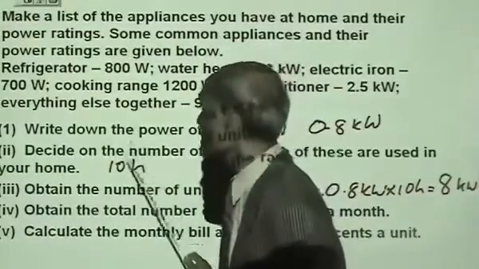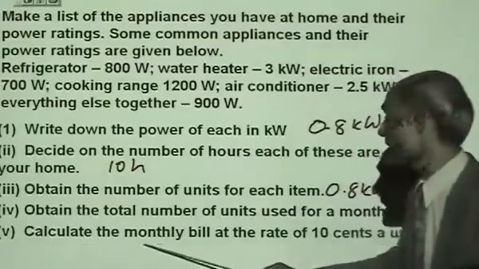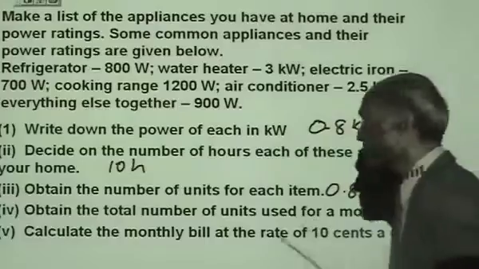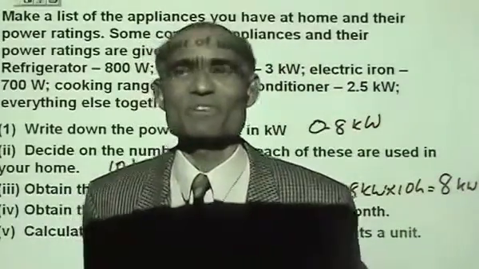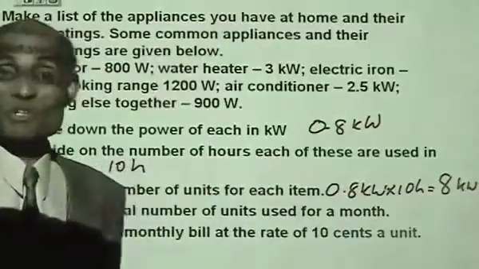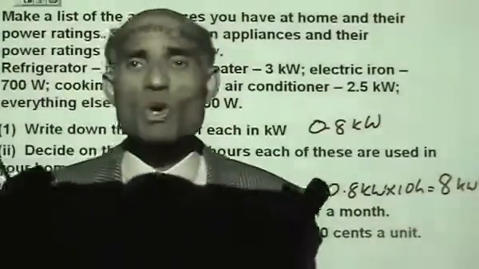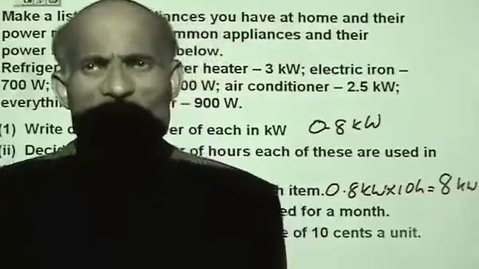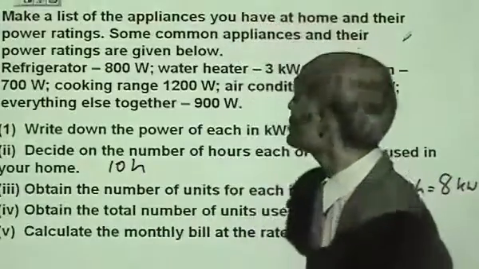So obtain the total number of units for the month and then calculate your electricity bill by multiplying the total number of units by 10 cents. Alright, and that will be your electricity bill. Now I want to see how many of you will come close to what you really pay. Alright, so it's a good exercise. Try and keep it very accurate and do this.